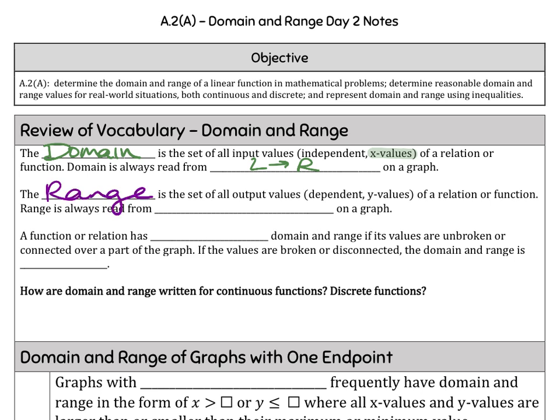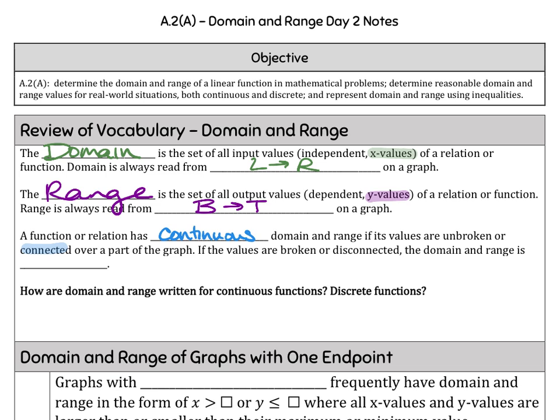The range is the set of all output values, that's the y values of a relation or function. Range, since it's the y values, is read from bottom to top. Now that's least to greatest, but since we're talking about the y values, we'd go from lowest to highest. Now a function or relation has what's called a continuous domain and range if its values are unbroken or connected. So connected together or unbroken. They're not a scatter plot, it's actually like a line or a curve or dots connected together on your paper.